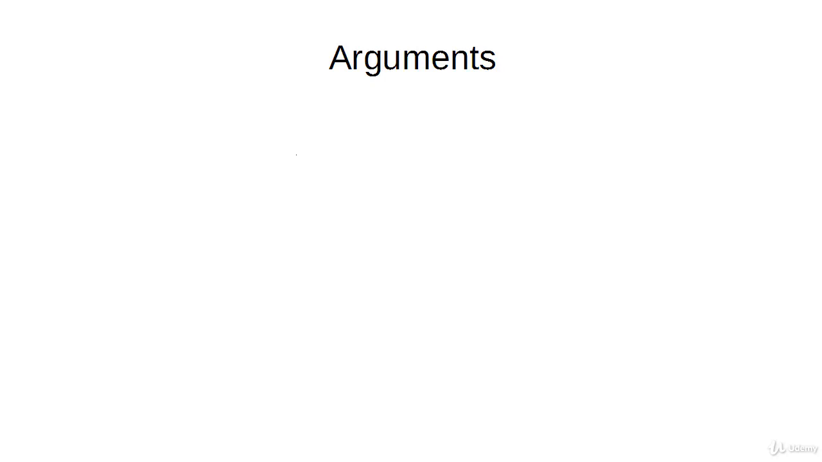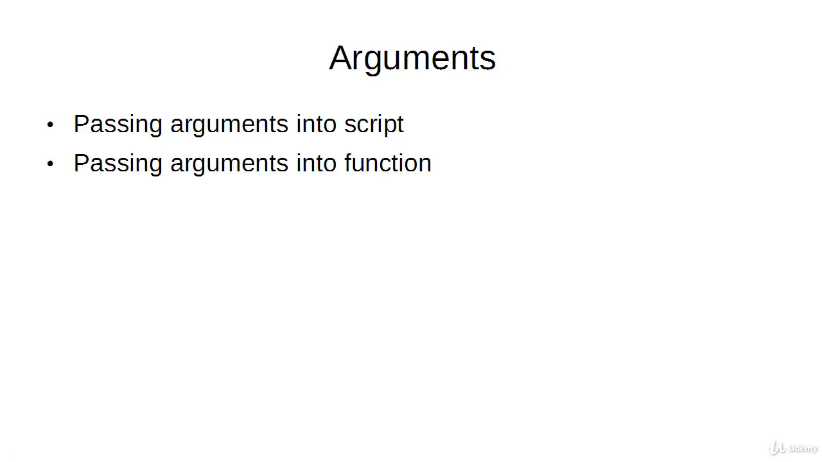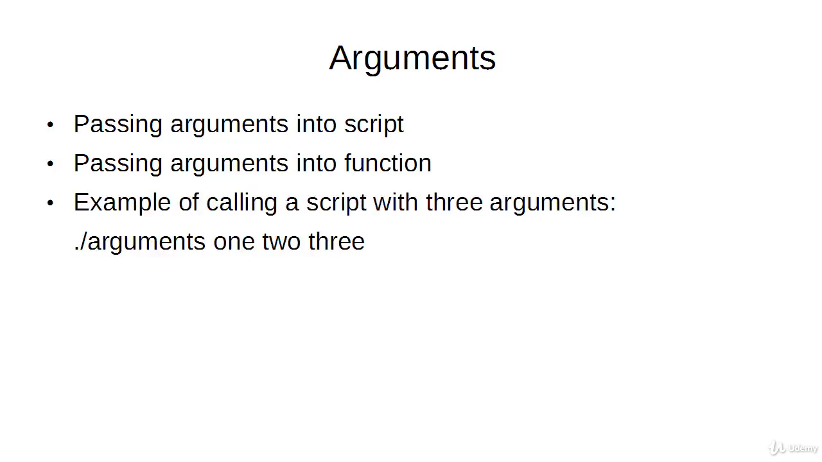We can pass some data into the script using arguments. Also, the same is valid for a function, which we will cover in another lecture. Example of calling a script with some arguments we can see right now. As usual, we are running the script, but at the end we are adding arguments separated with space. In our case, those three arguments, 1, 2, 3, can be read from the script itself and then further processed.